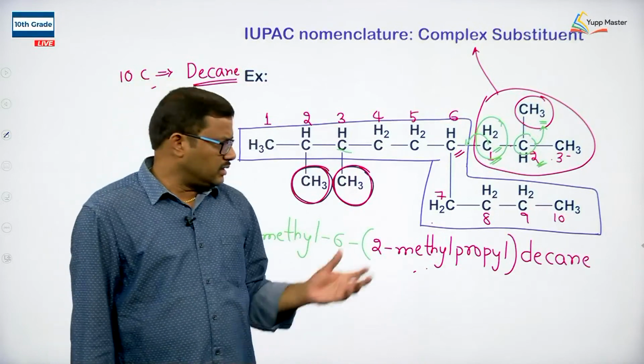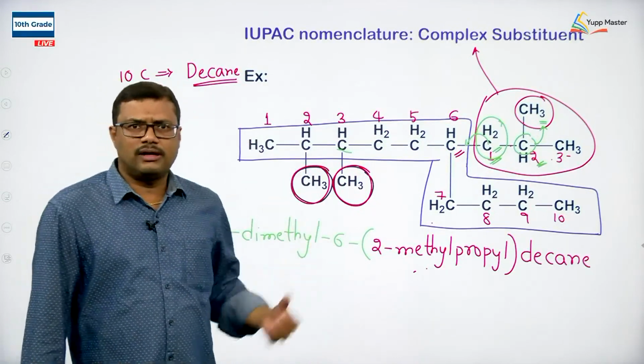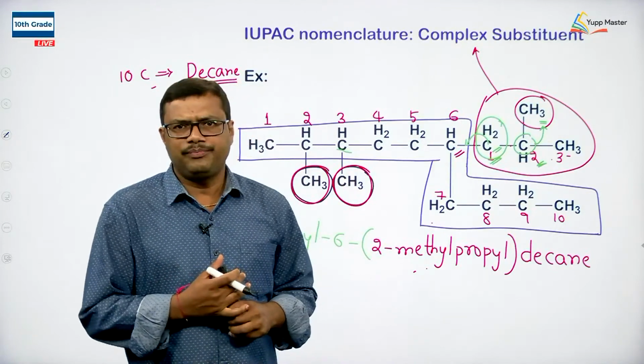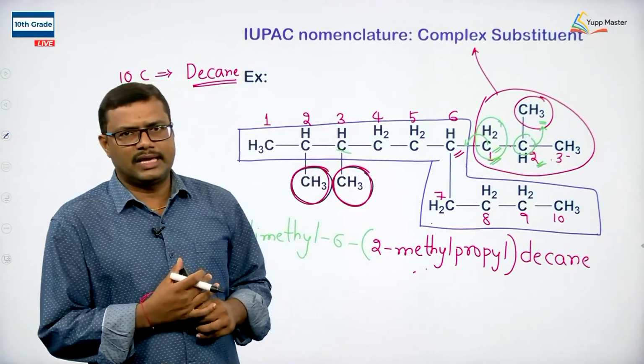Okay. So students, we will learn some more examples of naming in the IUPAC system for complex substituents when they are present on the carbon chain. So we will see some more examples of this in the next class.